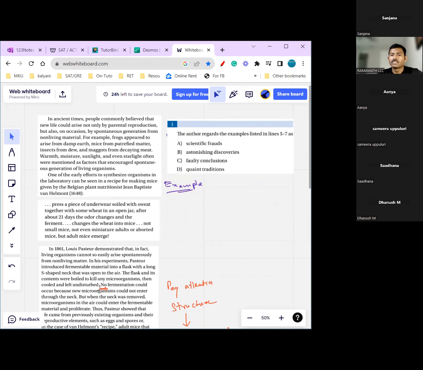The author regards the example listed in lines 5 to 7. What do you think? So lines 5 to 7, does that mean the actual line or sentences? Yeah, in passages they do give you line numbers. And that way it's easy to look at the lines. But for now, I want you to explore it and see what you find from the lines. Yeah, actual lines basically.